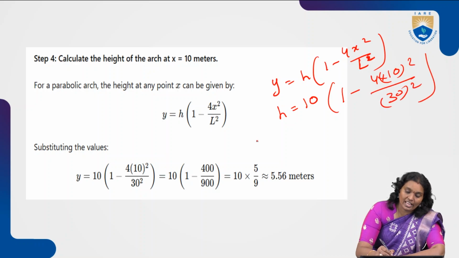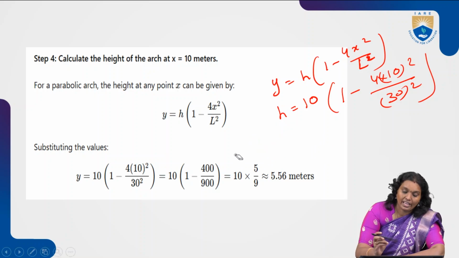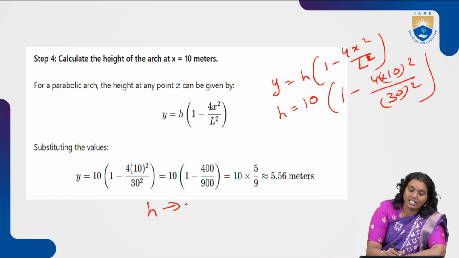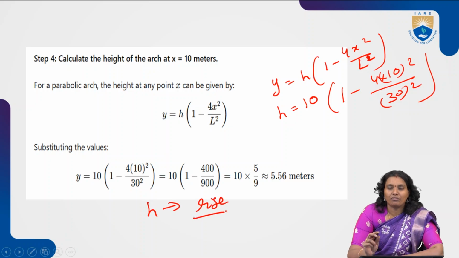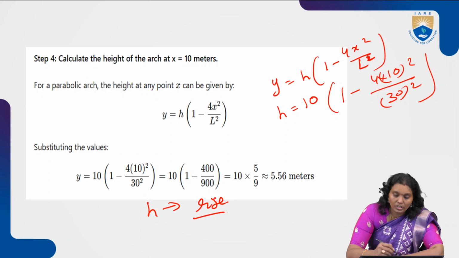Don't get confused here. h is equal to x here, but sometimes it may not be the same. h belongs to the vertical one. It is the rise, from the highest point of the arch to the base.